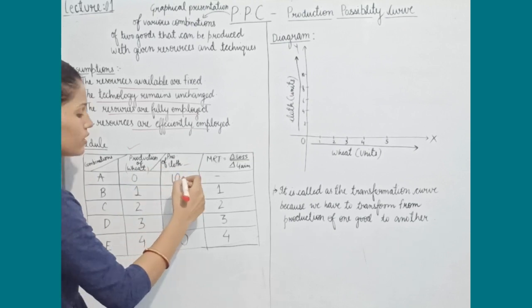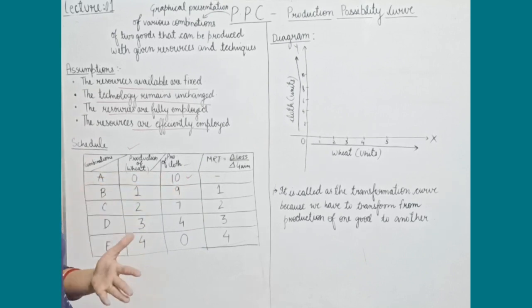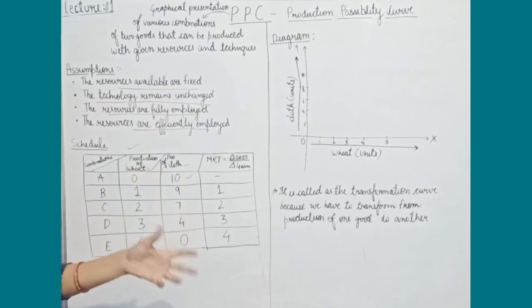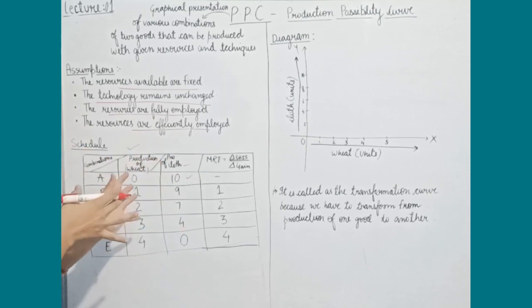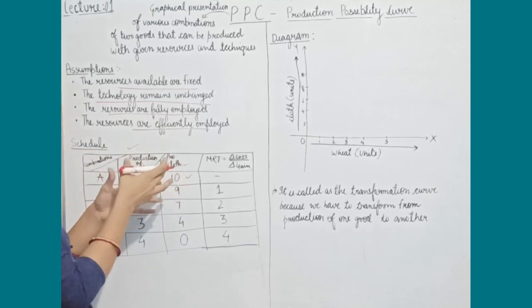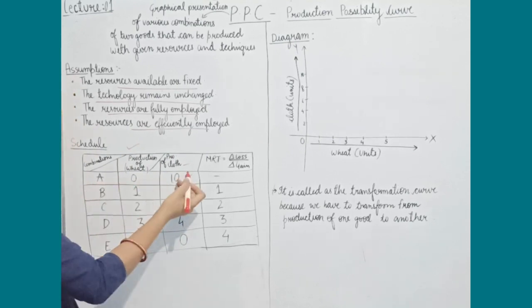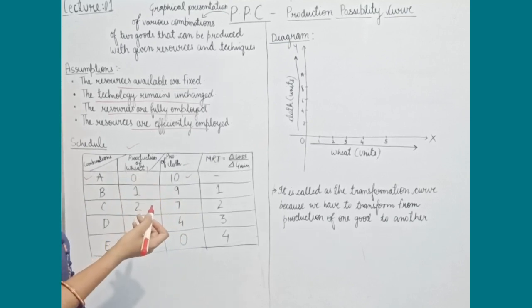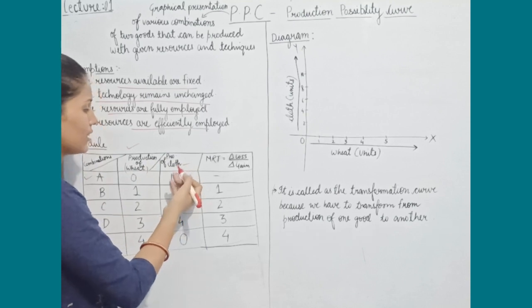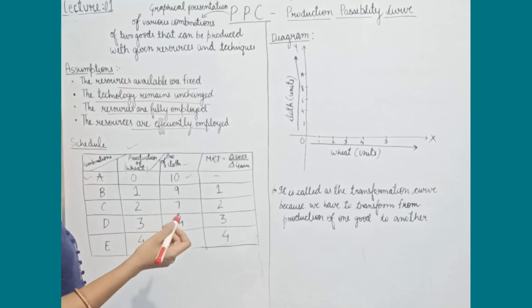So if we are producing cloth, say 10 units, and we want to produce wheat too, what we will do is transfer some of the resources from the production of cloth to the production of wheat. Clear? So in the first combination, A, we have utilized 0 resources in the production of wheat, but for cloth we are using 10 units.